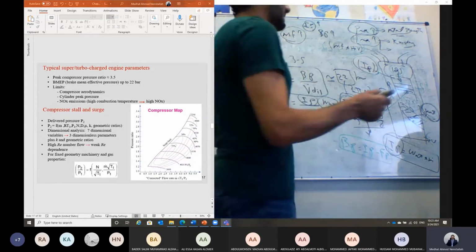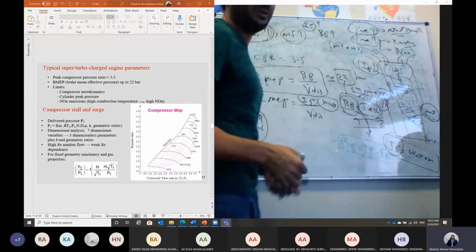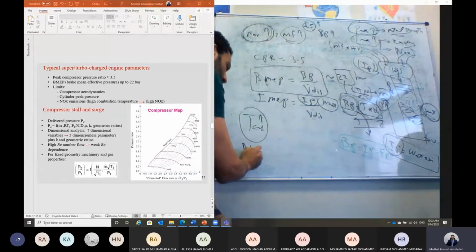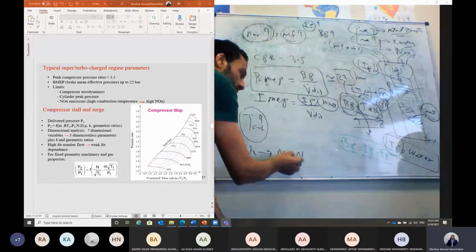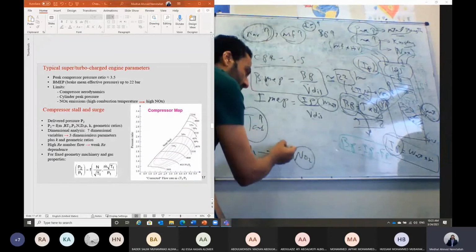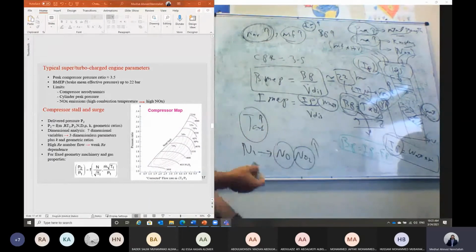We said knocking may happen, and also at high combustion temperature we may have NOx emission. As we said, nitrogen, N2, can be dissociated to N plus N, and it can recombine with oxygen, so it can form NO and NO2. Those are a kind of NOx emission, and we need to avoid engine emissions in this case.